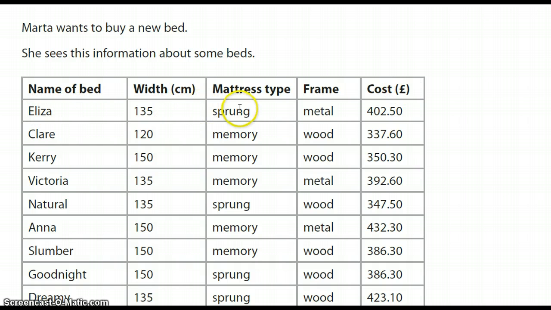Eliza, sprung, metal. Claire, memory, wood. Kerry, memory, wood. Victoria, memory, metal. Natural, sprung, wood. Anna, memory, metal. Slumber, memory, wood. Good night, sprung, wood. Dreamy, sprung, wood.